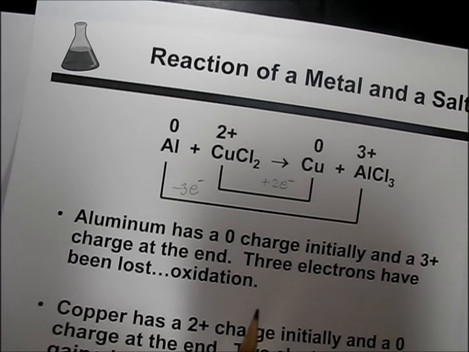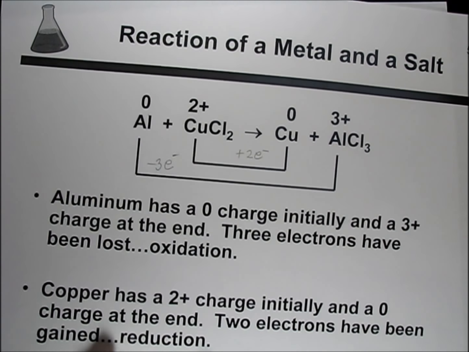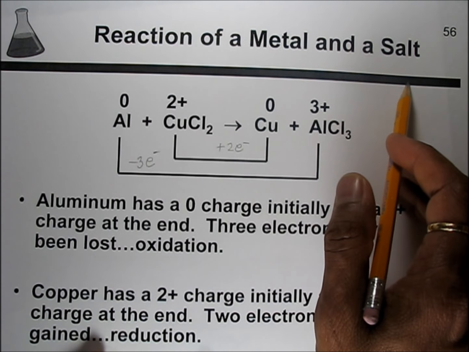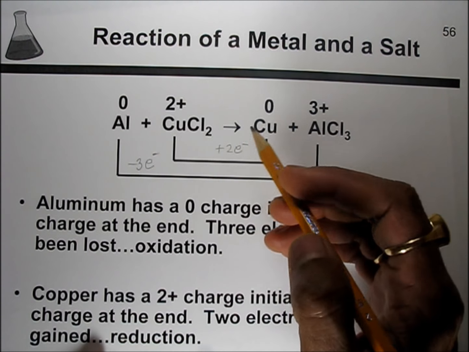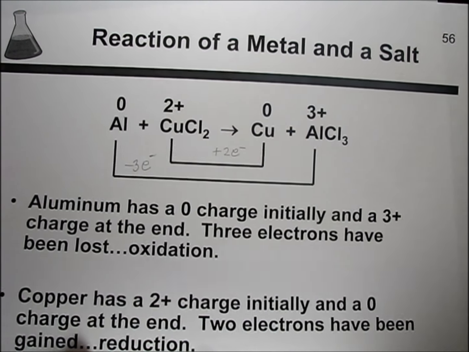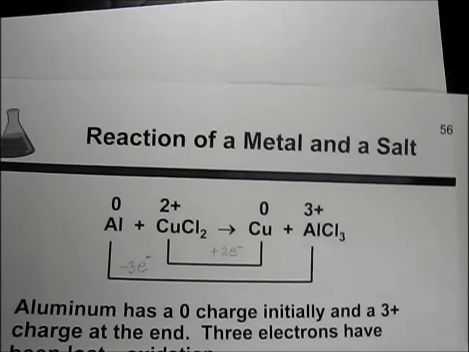So here is the example of a reaction of a metal and a salt. We have seen two examples: when a metal reacts with an acid, and when a metal reacts with a salt. These were the examples of oxidation and reduction reactions.